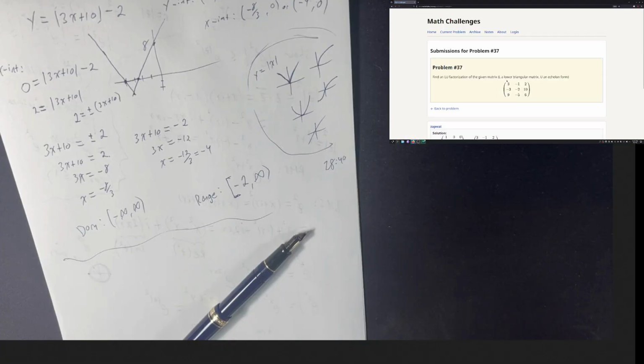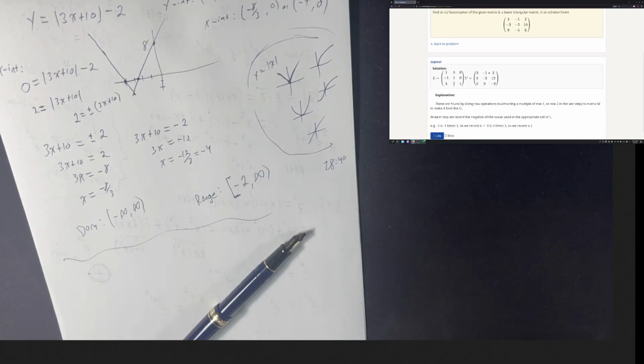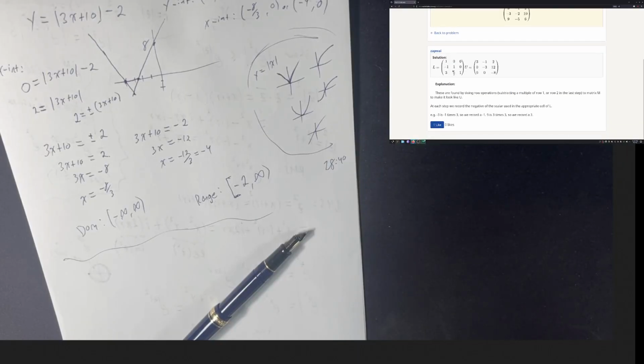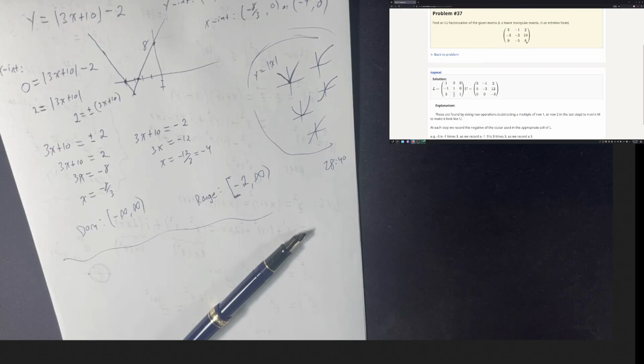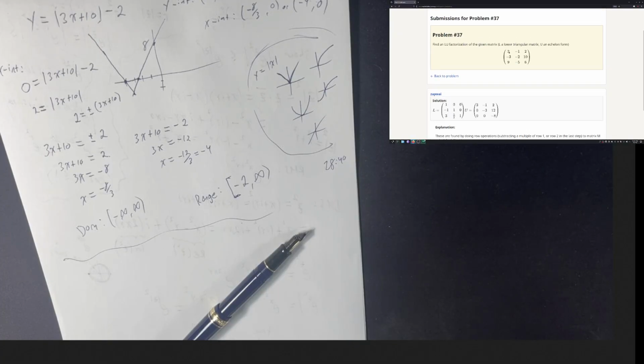But if you asked me to do it right this minute, I'd have to brush up. It would take a minute. But I think for the L part, you just row reduce it and do the opposite of whatever. So here you can see that this is -3 times that.